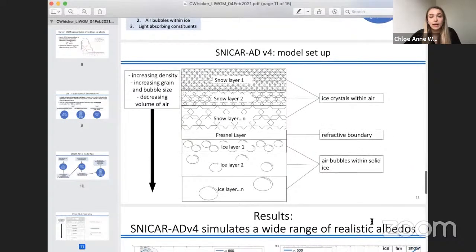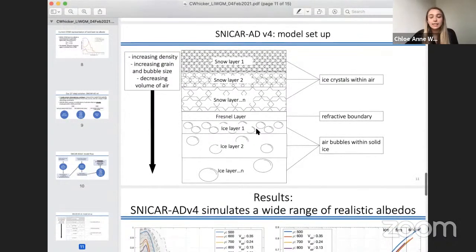So here's a quick schematic of what a column in the model looks like. You can have as many snow and ice layers as you want, and the snow layers are represented as ice crystals within an air medium. The grain size generally tends to increase with depth. And then when you get to your first ice layer, we have a refractive boundary. This refractive boundary is meant to take into account the changing index of refraction between the air and ice medium.